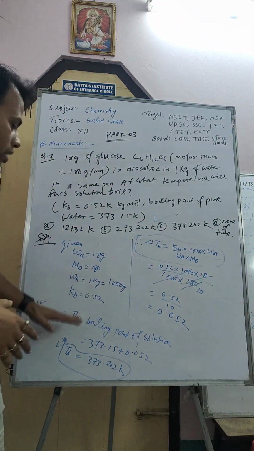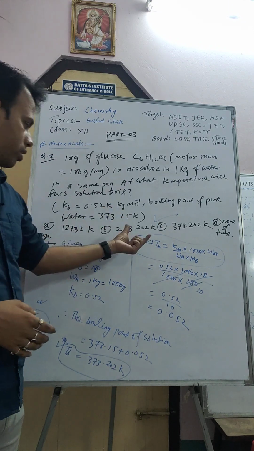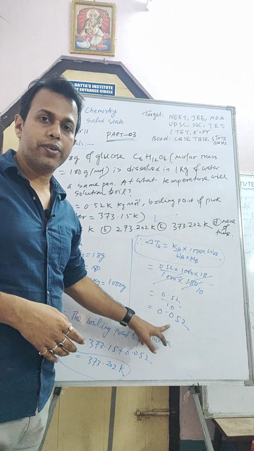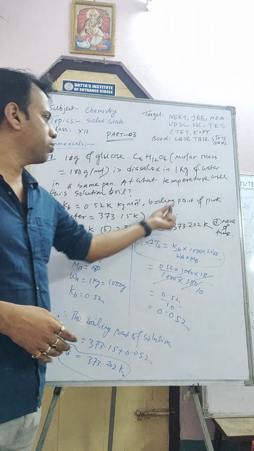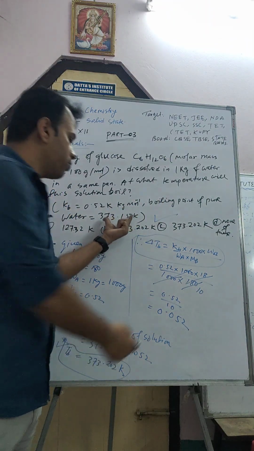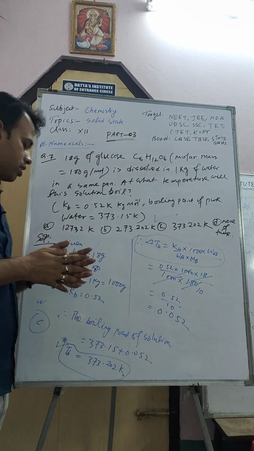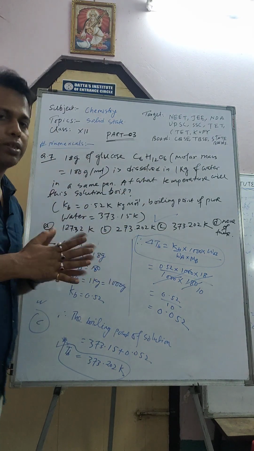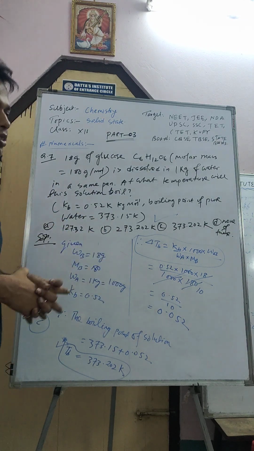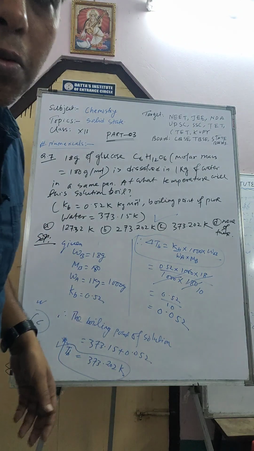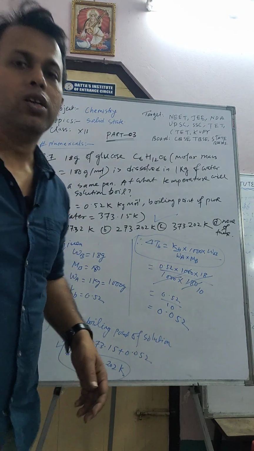Now the boiling point of the solution will be what? It will be increased, as this part increases the boiling point. The previous boiling point is given, so this is added to it. And the final boiling point will be 373.202 Kelvin, and this is the final answer. That is, option number C will be the correct answer.